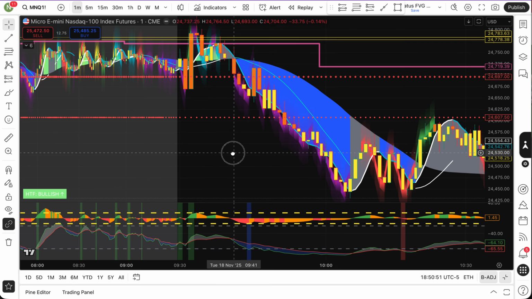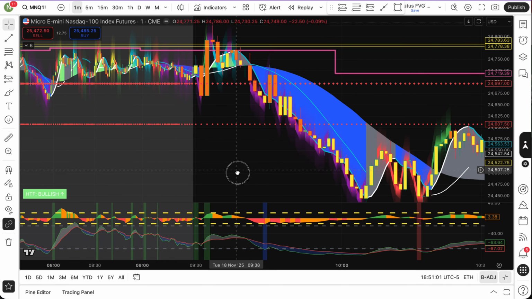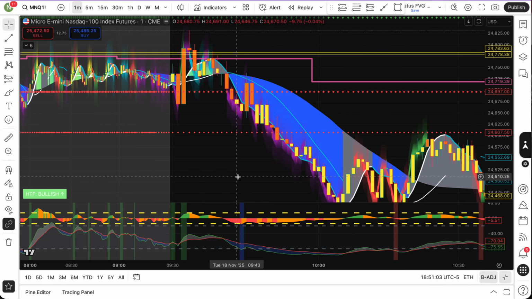So when we are utilizing the BW in conjunction with the Stratus engine, the big thing that we want to make sure of is that our biases are aligned, right? So here you see price is, for the most part, respecting and staying underneath the high time frame cloud line, which would give us a bearish bias here.